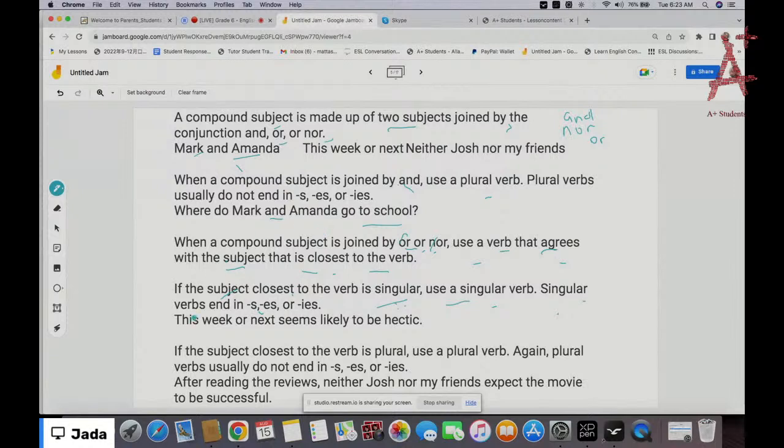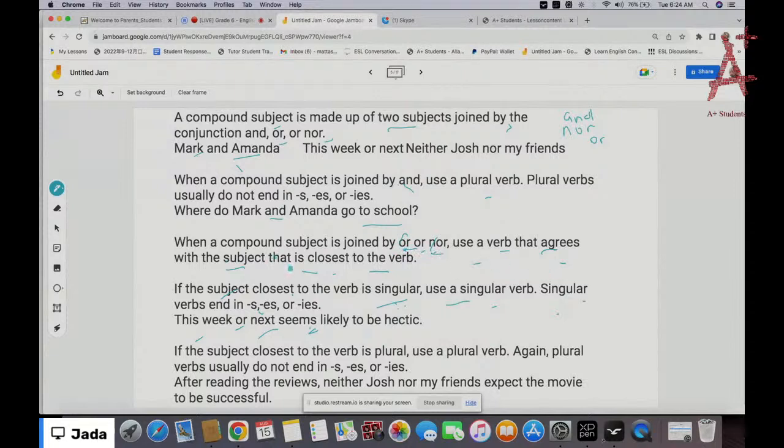Alright, so let's move on to this: "This week or next seems likely to be hectic." The verb here is "seems", and it has the s, which shows you that it is singular. Alright, I hope that you understand this, because when it comes to "or" and "nor", you use a verb that agrees.